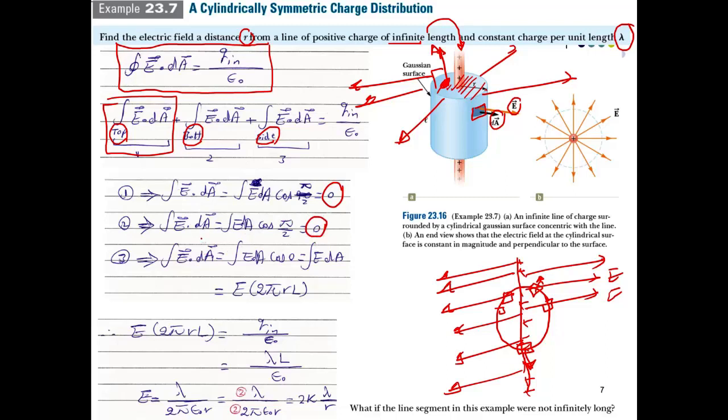What about the side? Well, this is a different story. For the side, the angle is equal to 0, so it's equal to E dA cosine 0, which is E dA. Now, what's the area of the side of a cylinder? Remember, it is equal to 2 pi r L.